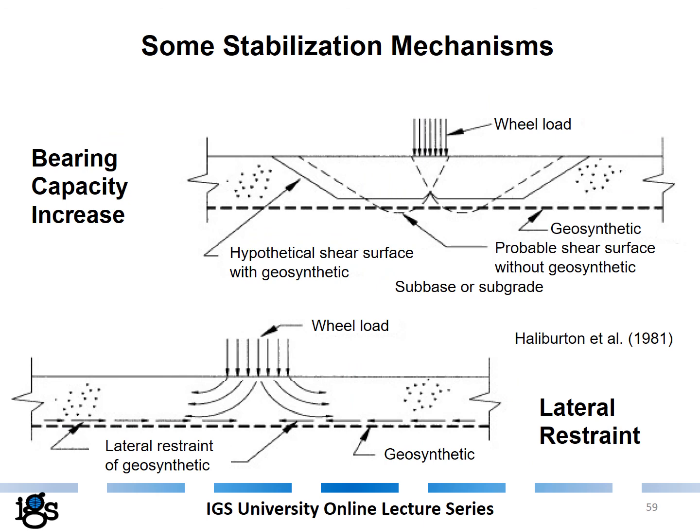Stabilization mechanisms can be explained by the bearing capacity theory, but researchers state that the lateral restraint mechanism, which is described here in the second graph, is the governing mechanism. This can be explained by, as the wheels try to push the base course down and to the sides, the presence of this geosynthetic prevents this lateral spreading and thereby creates a confinement effect.